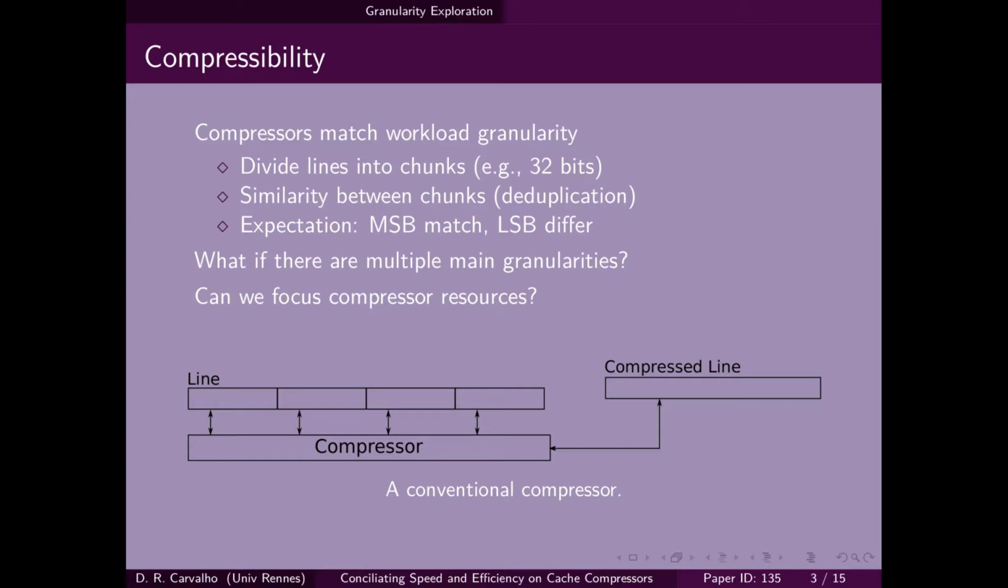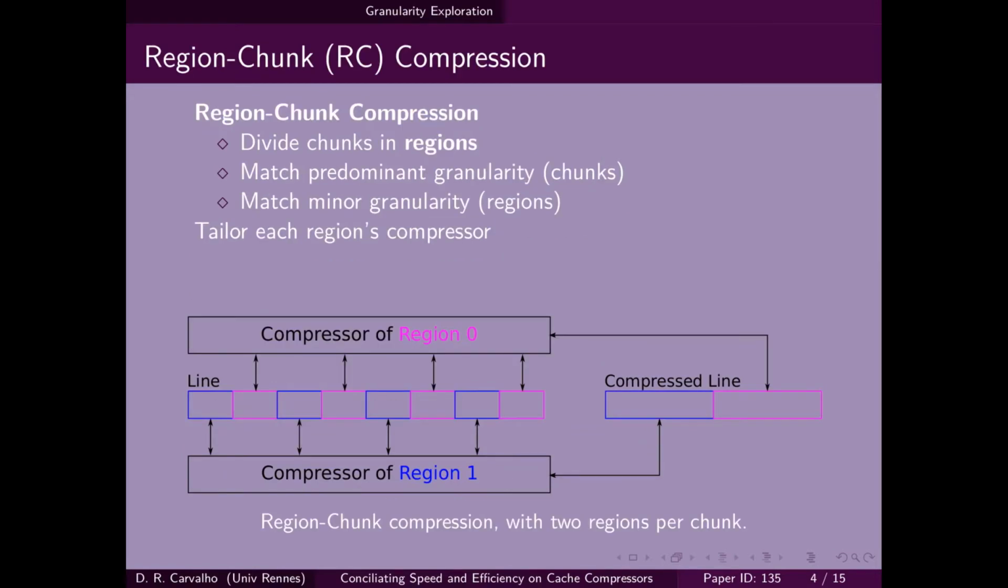Also, can we focus compressor resources since we know that the MSB are going to most probably match? So can we have better compressors to improve the MSB matching? Those questions made us propose region chunk compression, which further divides chunks into regions so that the predominant granularity is matched by the chunk size and the minor granularity is matched by the region size.